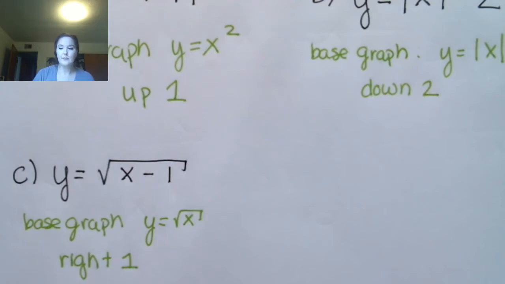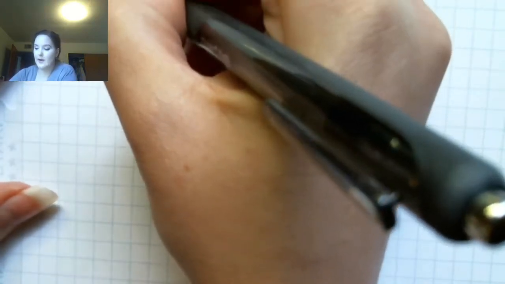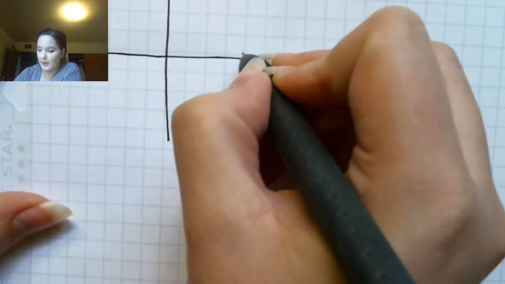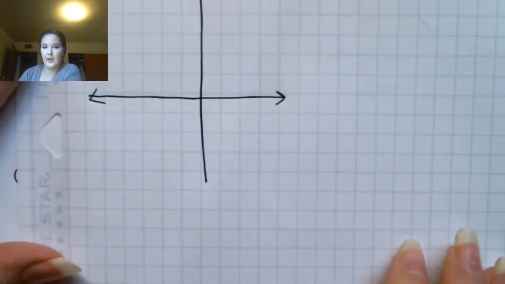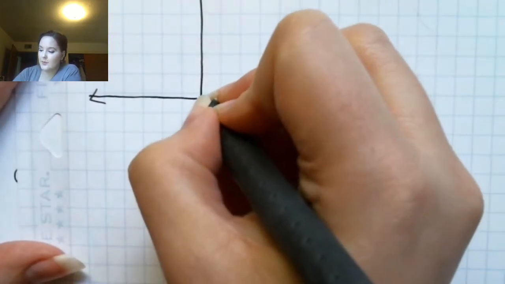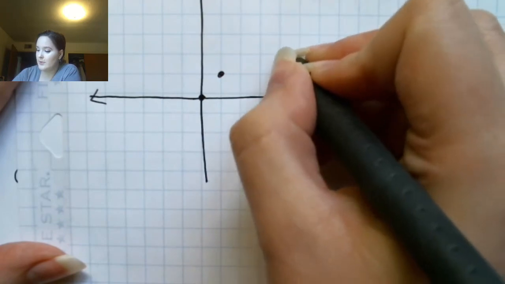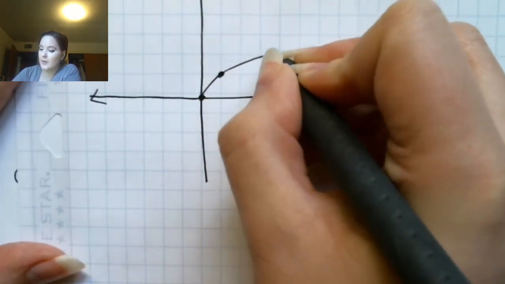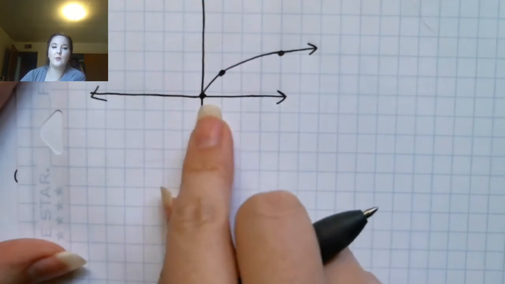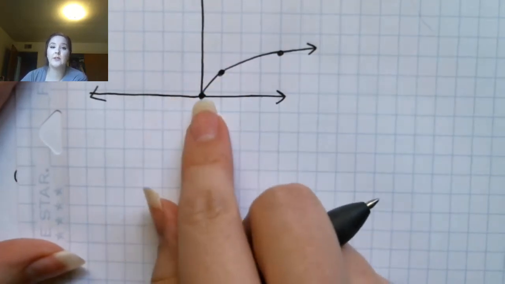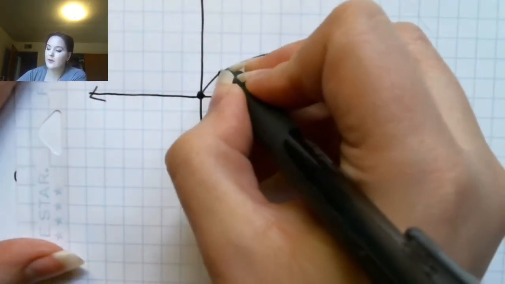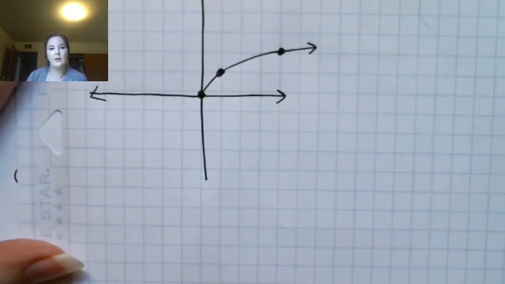Okay, so let's look at how the graph would look. Again, we'll do our base graph in black, and then we'll do our transformation in bright green. So our base graph, the square root graph, 1, 2, 3, 4, up 2. Here's our base graph. Remember, this is one of the unusual ones where the key points aren't just -1, 0, and 1. So it's 0, 1, and then 4, 2.